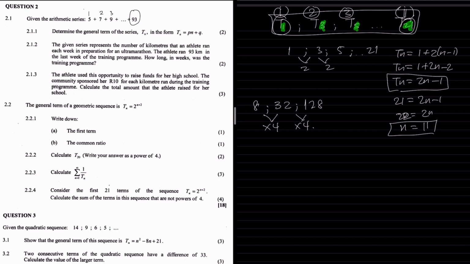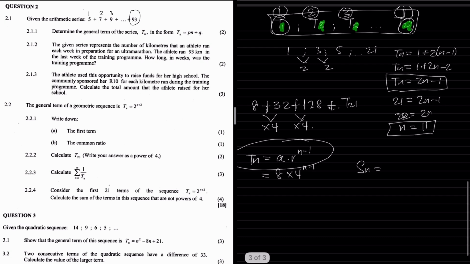So this is going to be a geometric sequence where you have Tn is equal to a times r to the power n minus 1. So a is 8 times 4 to the power n minus 1. Now if we are adding all of these numbers up to T21, whatever that T21 is, what's the sum going to be? If you have a sequence that follows this pattern, then the sum is Sn equals a into r to the power n minus 1, all over r minus 1.